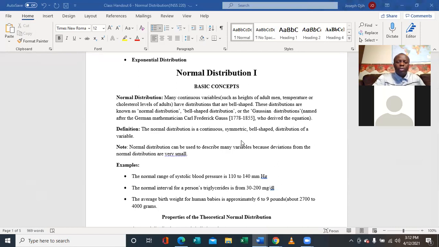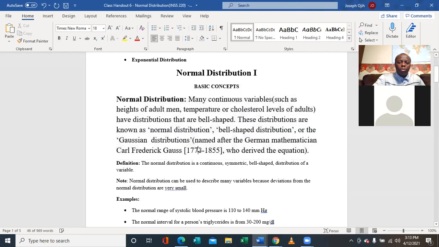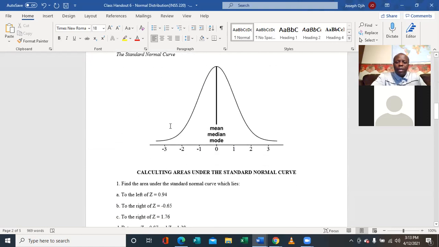Many continuous variables have distributions that are bell-shaped. Those distributions are known as the normal distribution, or bell-shaped distribution, or Gaussian distribution. We say they are bell-shaped because they are shaped like a bell, like the church bells that rang on Sunday mornings.